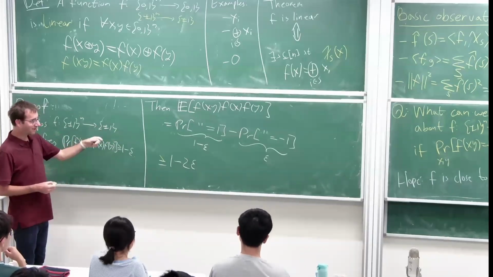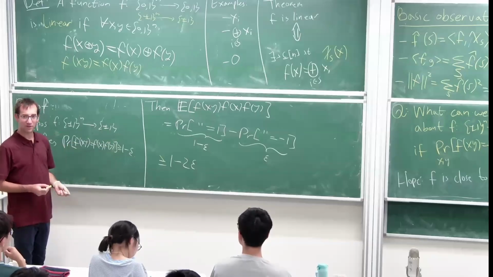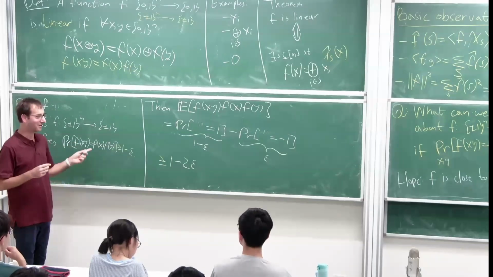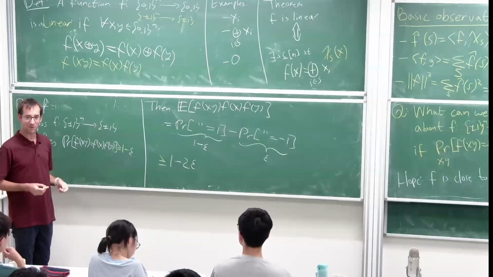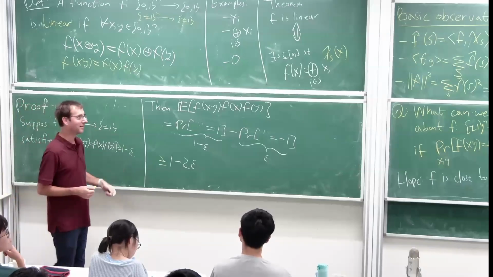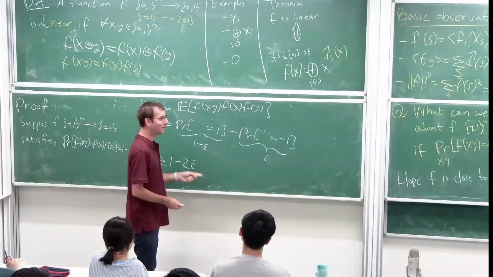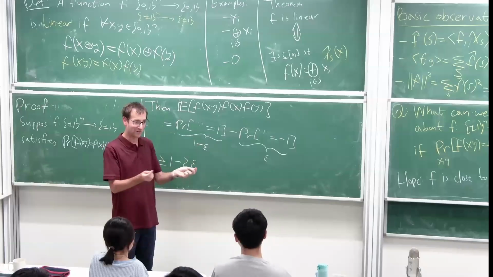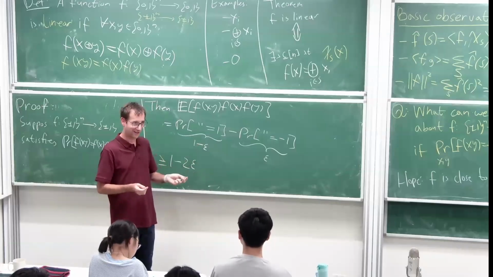This gets more exciting when you work over a larger group, like if you work over 0, 1, 2, then you can't just do this, and you need to work a bit more, but here it's very easy. This is why we like Boolean functions, because it's either 1 or minus 1. It's very simple.